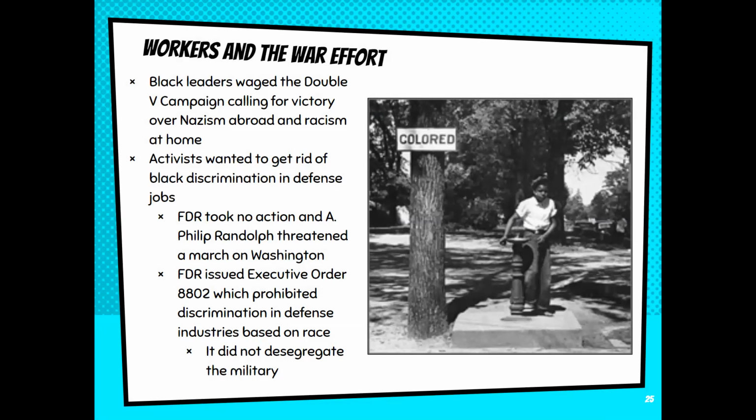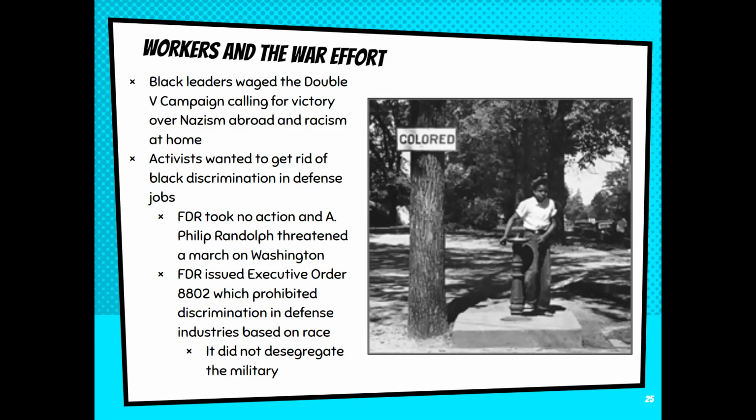For African American civil rights leaders back on the home front, there's an increased push for civil rights called the Double V campaign. V was used a lot during World War II as reference to victory. And so if there's a double V, a double victory, that means victory over Nazism and victory against racism at home. So two types of victories are required.